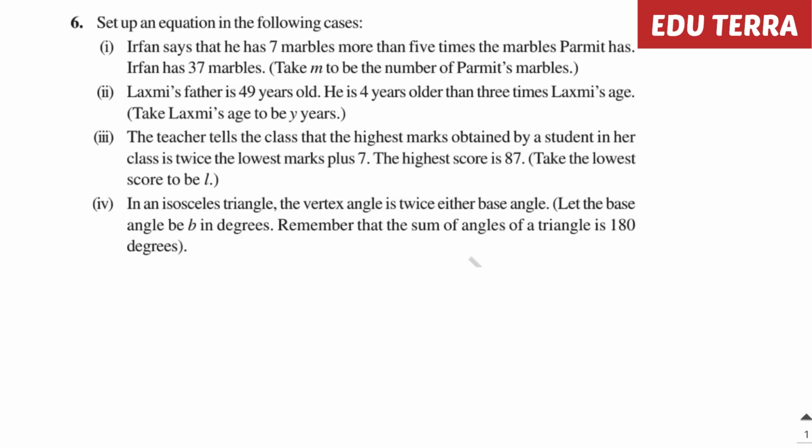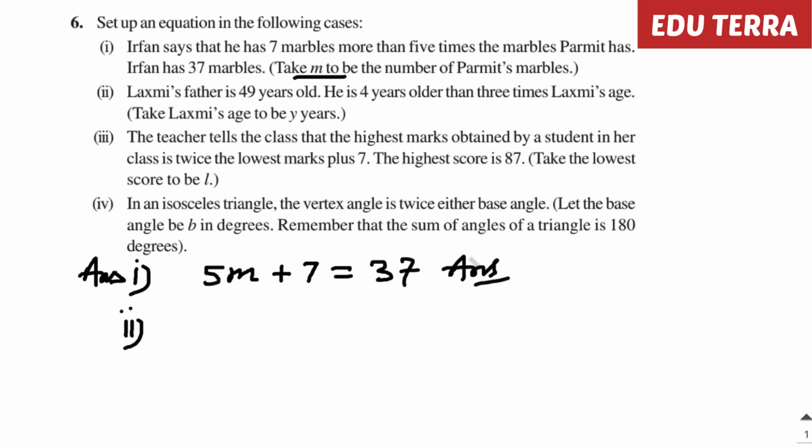Question number 6. Set up equations in the following cases. Number 1. Irfan says that he has 7 marbles more than 5 times the marbles Parmit has. Irfan has 37 marbles. Take m to be the number of Parmit's marbles. It means Parmit has m marbles. 5m, because Parmit has m marbles and 5 times. So 5m plus 7 equals 37.